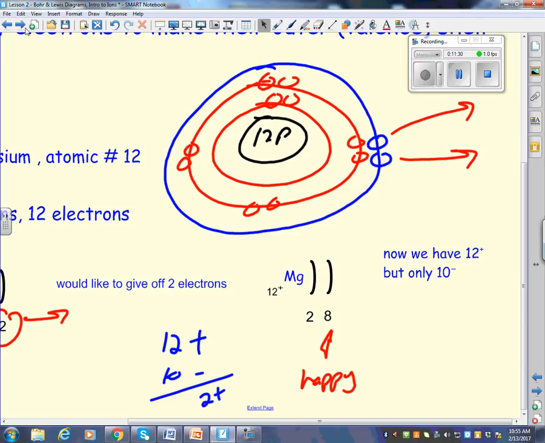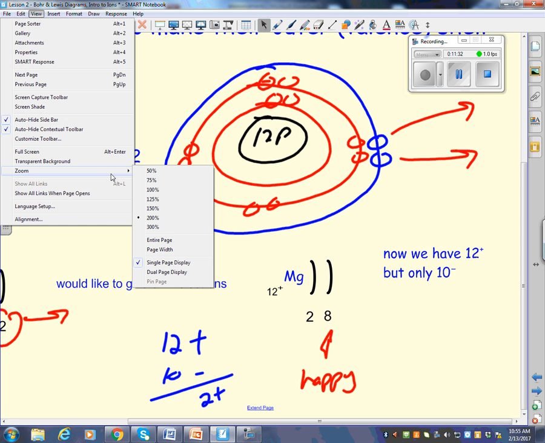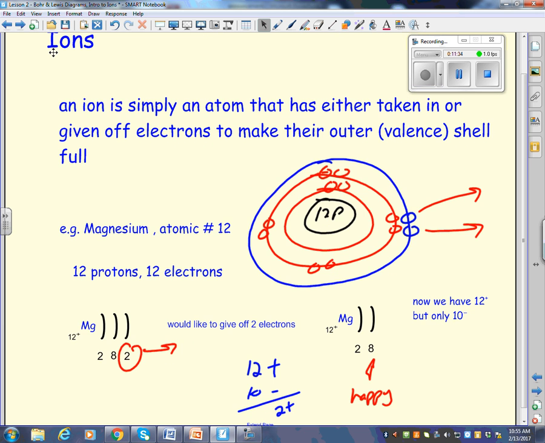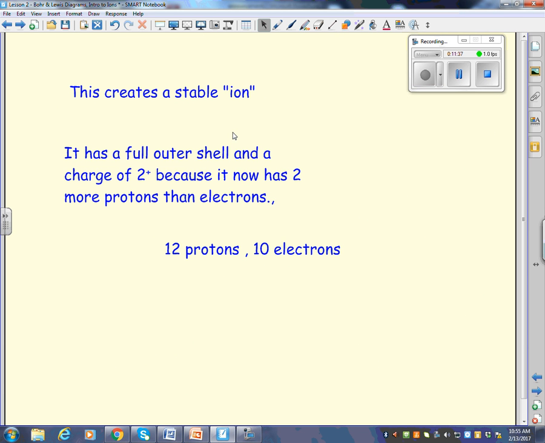Okay, so now let me just make that a bit smaller. This creates what we call a stable ion. It has a full outer shell and a charge of plus 2 because it now has 2 more protons than electrons. It has 12 protons and 10 electrons. And we tend to write it like this, 2 plus. We don't write it with the plus 2. We'll say plus 2, but we write it 2 plus. Stupid science.